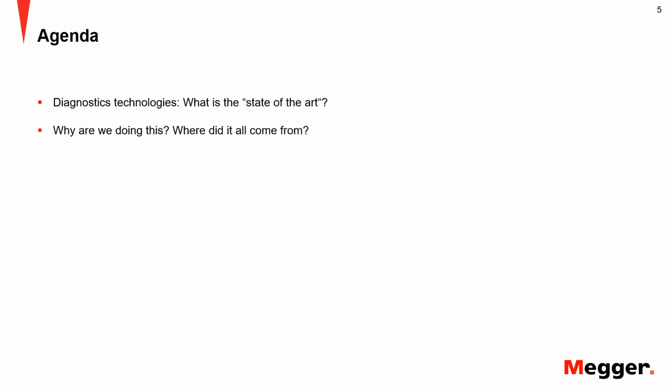Then a little in-between part: why are we even doing this, and where did it all emerge from? So what are the technologies, why are these technologies there, and a little bit of a historical component to all of this. Then we will be talking about VLF testing, partial discharge testing, and tan delta measurement, which is the last and the shortest chapter. And you will see why.